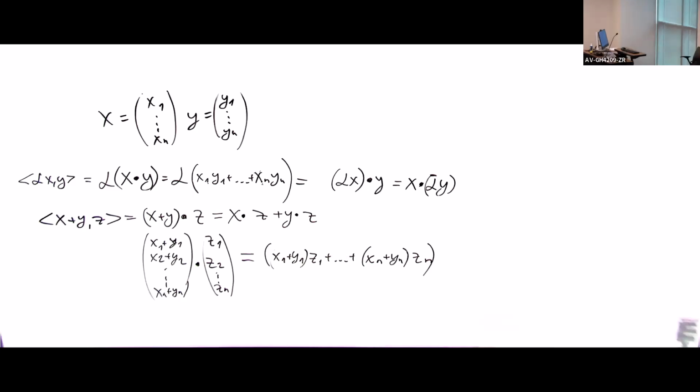This is the linearity property. So superposition and homogeneity together are equivalent to: alpha x plus beta y dot z equals alpha x dot z plus beta y dot z. Linearity property. And we will see that all of the linear operators satisfy that same property.